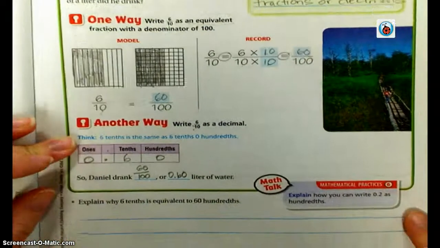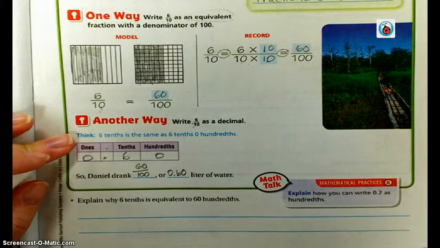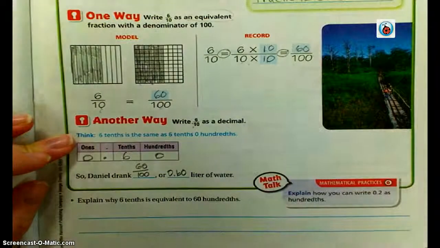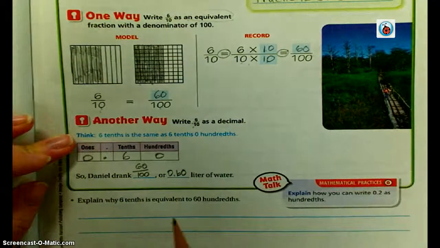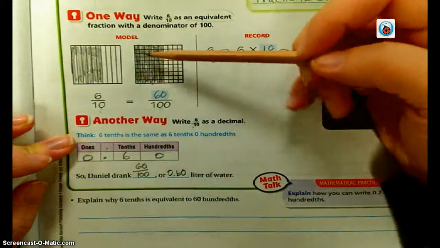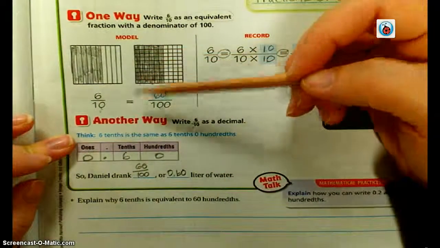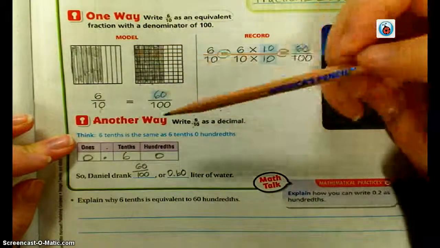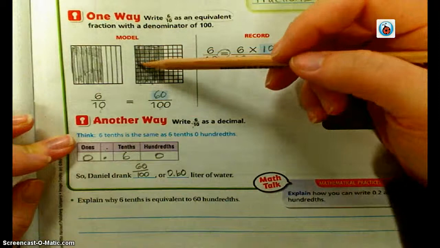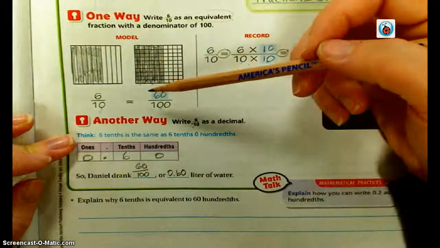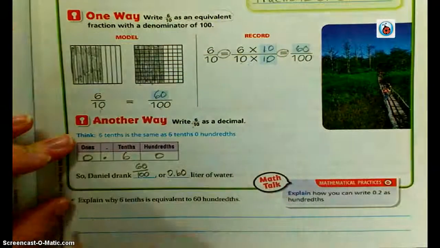Okay, down at the bottom it asked me, explain why 6/10 is equivalent to 60 hundredths. Well, I know that there are 10 hundredths, 10 little tiny hundredths, in every tenth. So that means that if I count by tens here, instead of ones, I'm going to get to 60 hundredths and 6/10. So let's write that.